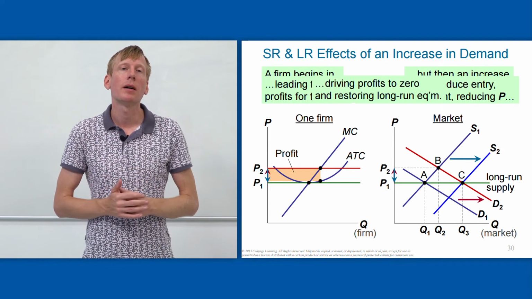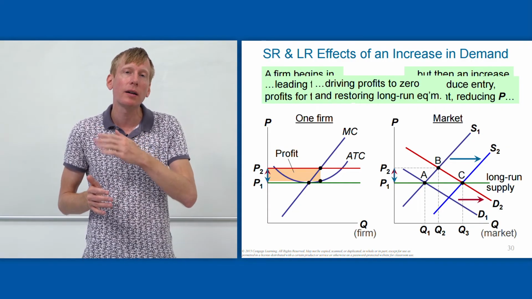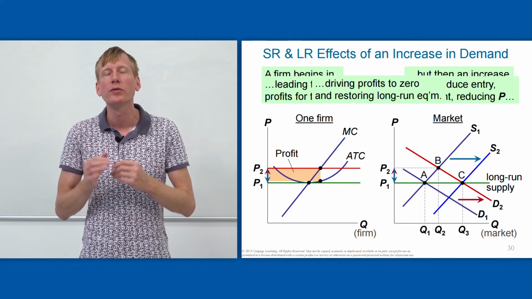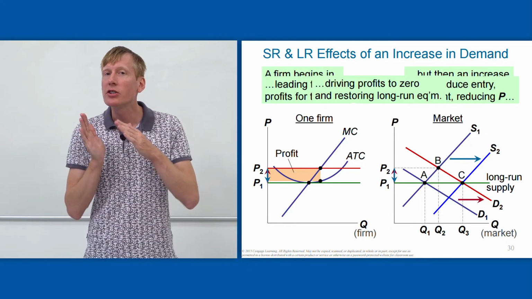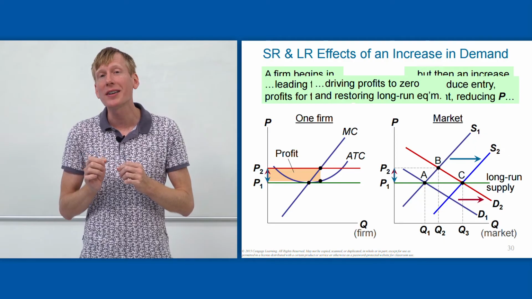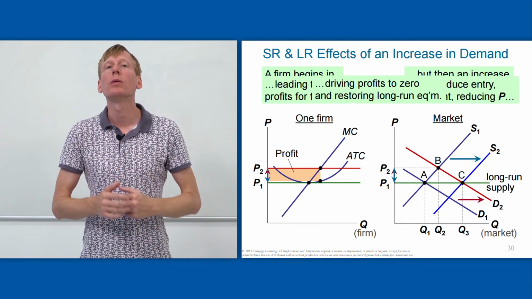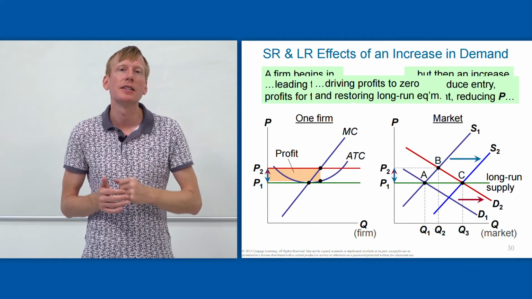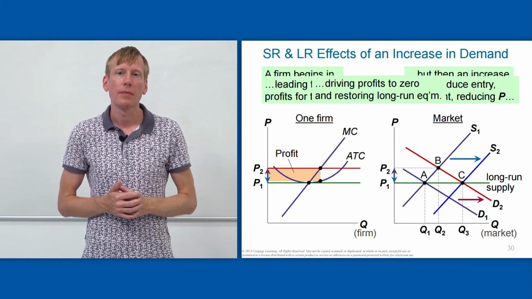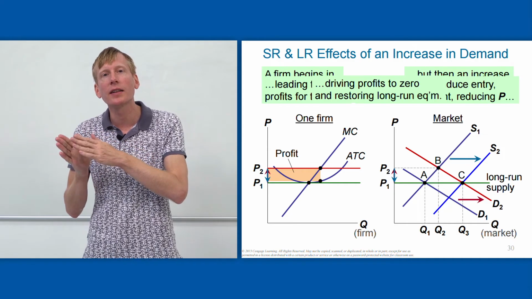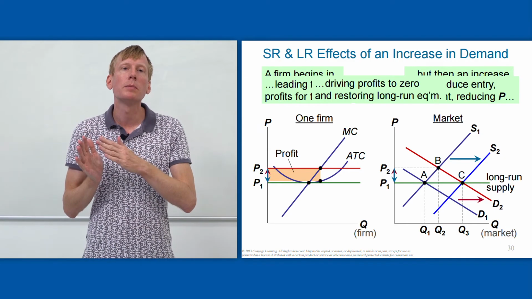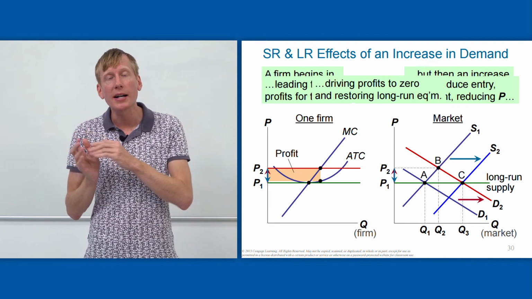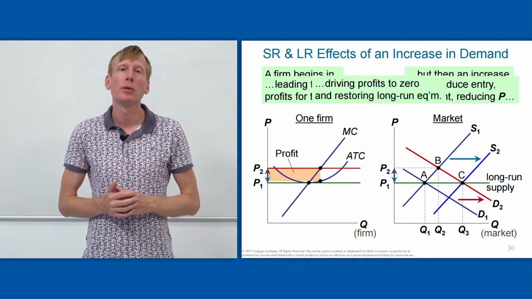And that shift out in market supply will continue to occur as long as there are positive profits to be earned by the individual firm. And that shift out in supply also causes a drop in the equilibrium price, that point where the new supply curve intersects the demand curve. And for each additional entry into that market, the equilibrium price is going to fall. The equilibrium quantity is going to rise, but the equilibrium price is going to fall.